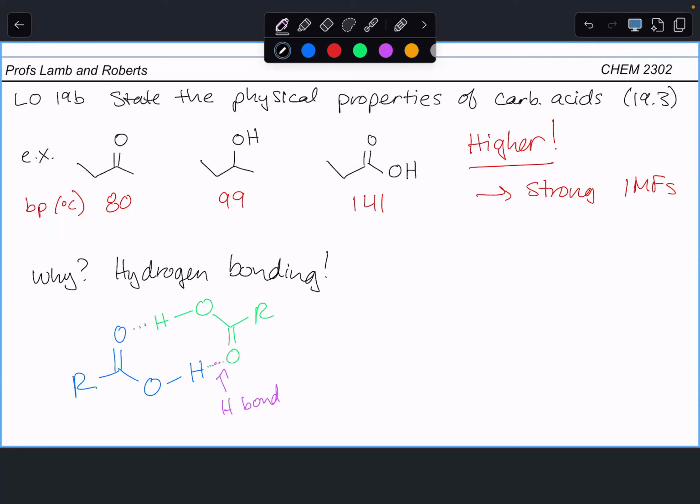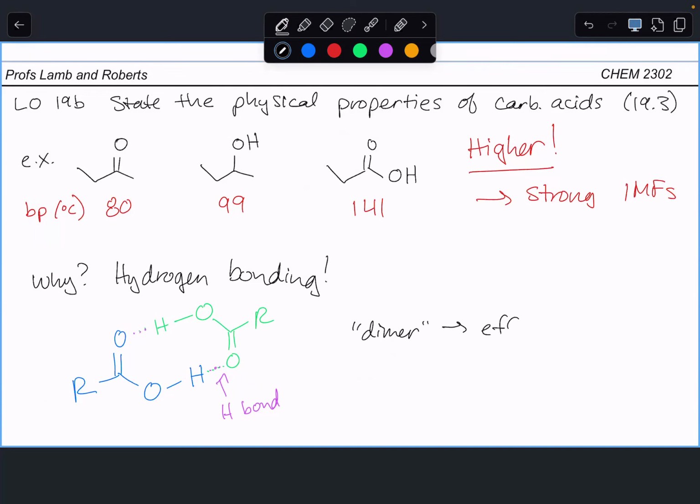Or the other way you can think about it is that we're sort of making this dimer, right? So we're bringing two of them together. And so that means that we're effectively doubling our molecular weight, which is going to cause our melting point to go up and our boiling point to go up, right? Because higher molecular weight things have larger boiling points. Okay, so two different reasons, but probably the easiest one to remember is strong hydrogen bonding. That's usually the answer when we're talking about boiling points.